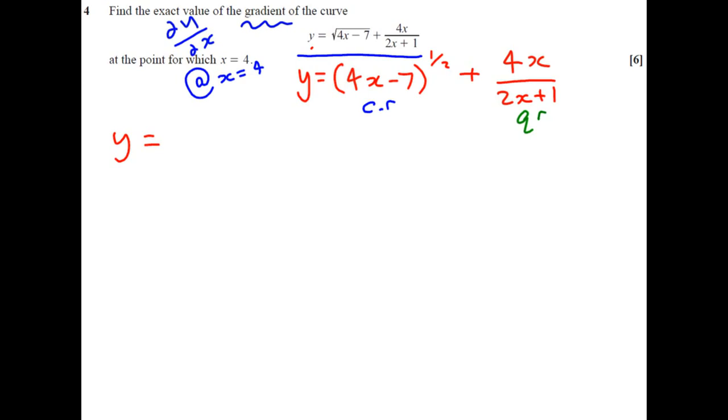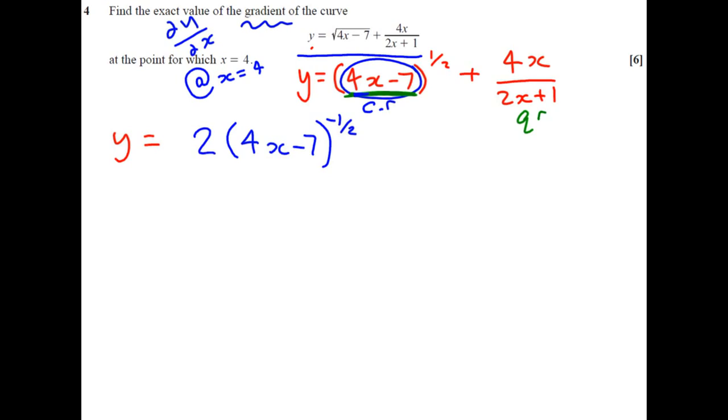First one, we're going to treat this as one thing to the power of a half. Well, if we were to differentiate that normally, we'd times by the power of a half, and we'd take one from the power. Because it's not just any old thing, because it's something to do with x, not just x, we need to times by the differential of this thing, which is just 4. That would give us 4 over 2, which of course cancels to 2.